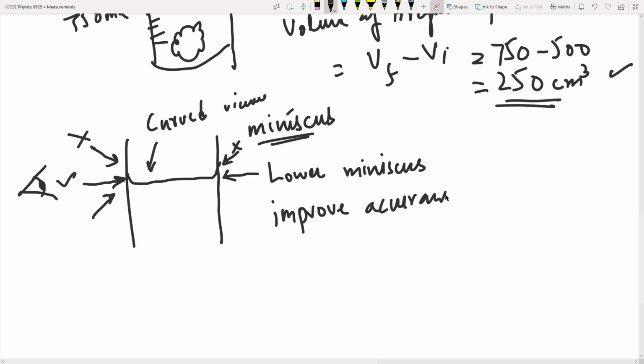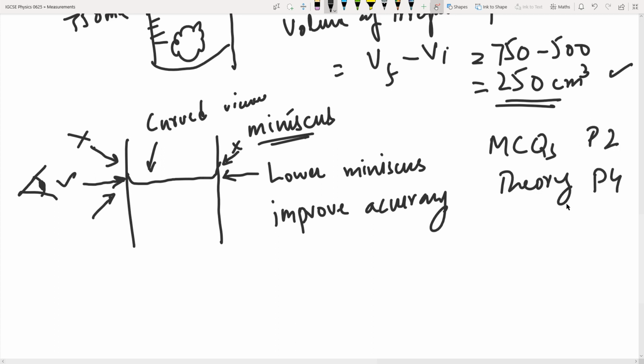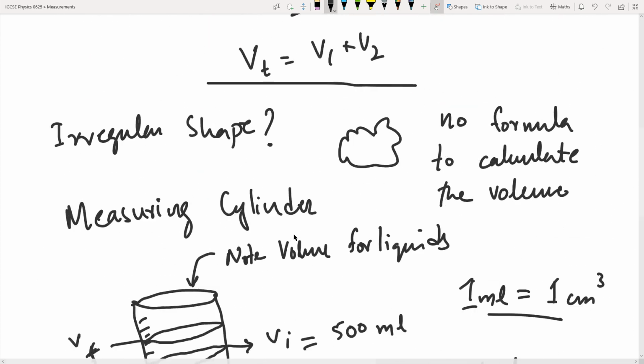You will get to have several reasoning questions or MCQs. This idea is actually used in MCQs, even in the theory papers, paper 4, paper 2, and then for ATP as well. So there's a reasoning question on how you can improve if the student is looking from this or this angle. They should be looking right at the lower meniscus in a parallel way. That's how they're going to get the perfect volumetric measurement. Now this is the part of the volumetric measurement.